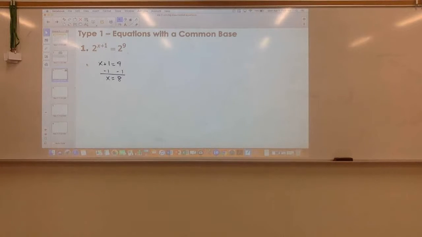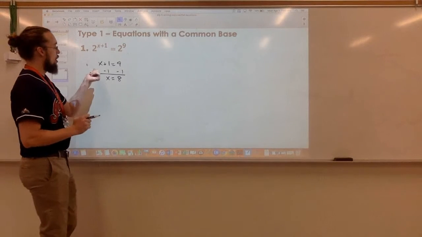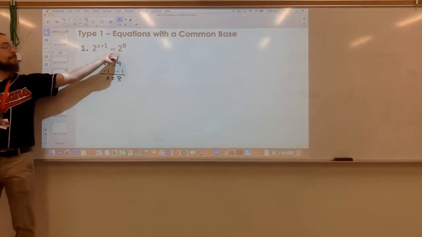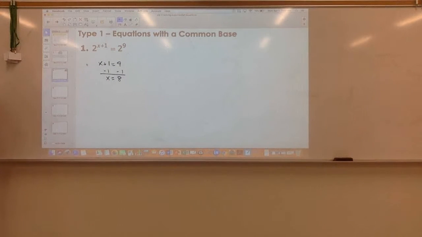Subtract 1, don't add 1. So whenever we have a common base already, all we have to do is set the exponents equal. Go ahead and try the next one.